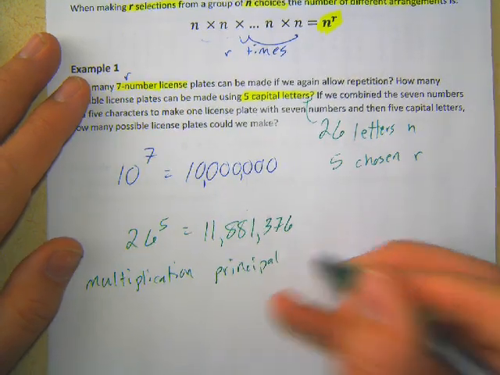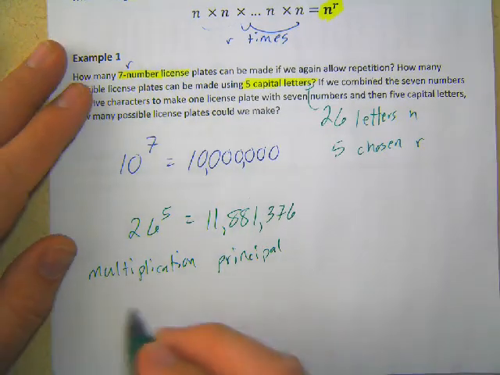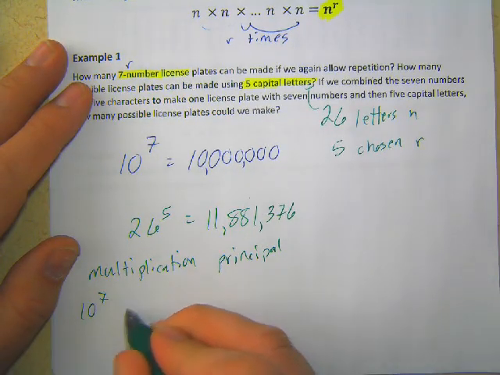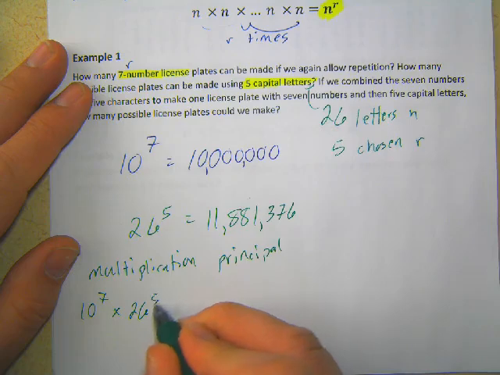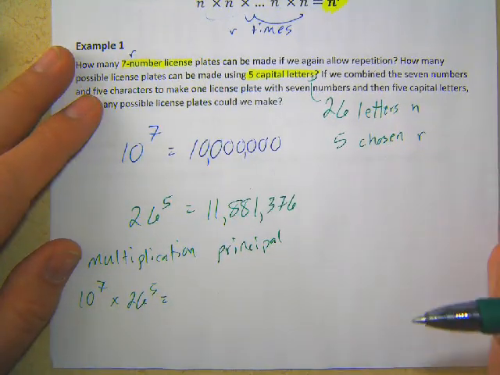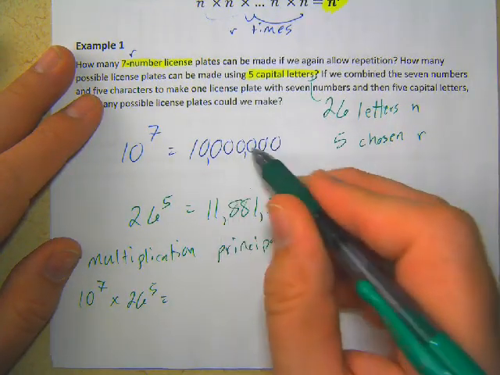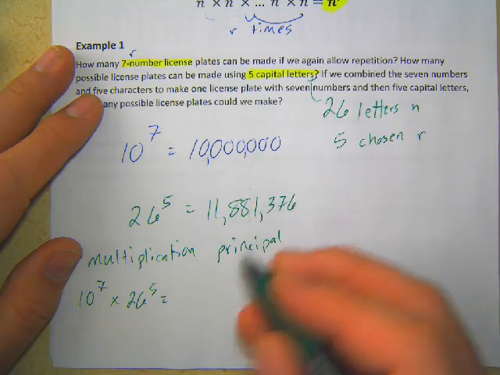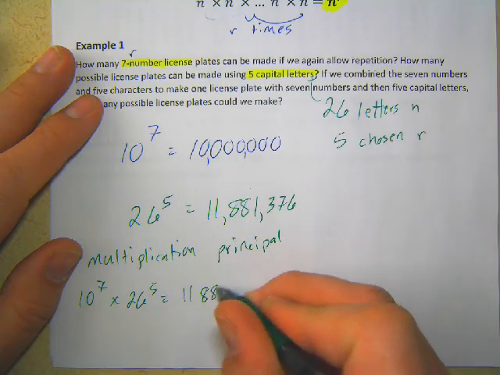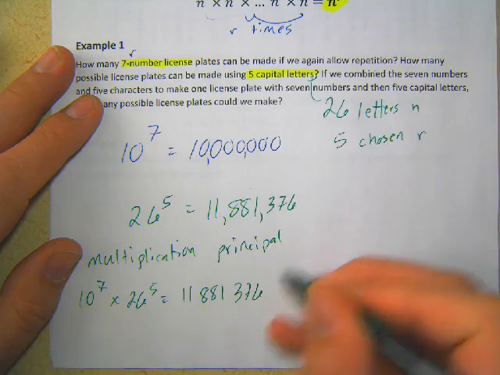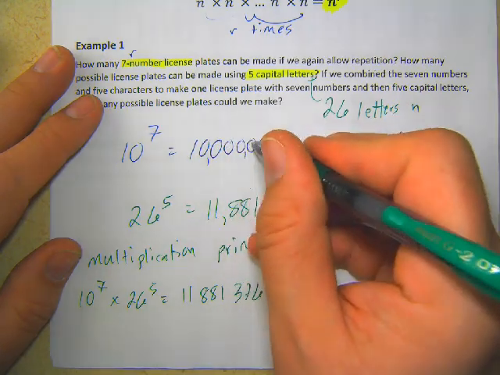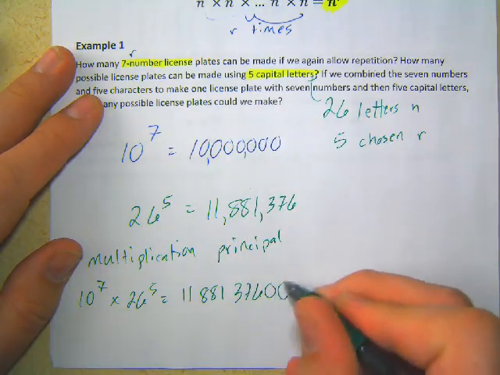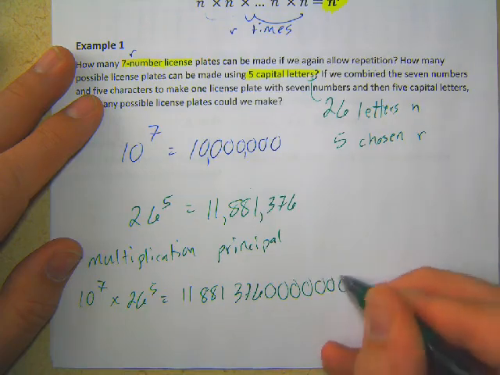Just because I want to rewrite these numbers because they're so big, I'm going to do 10 to the 7th times 26 to the 5th, multiplying these two numbers together. When you multiply by 10 million, you just add a bunch of zeros. So I'm going to have 11, 8, 8, 1, 3, 7, 6, and then we have 1, 2, 3, 4, 5, 6, 7 zeros.